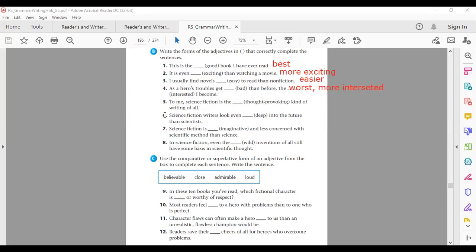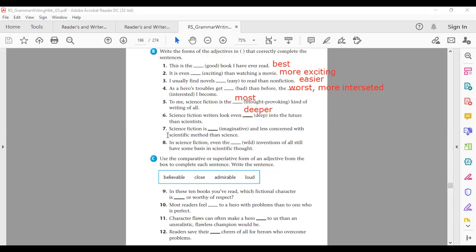Amal, number 5: to me, science fiction is the most thought-provoking kind of writing of all. The most. Very good, because it's a very long adjective. Number 6, Jenna: science fiction writers look even deeper into the future than scientists. Deeper. Very good, because we have than.